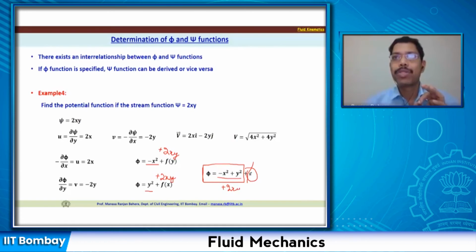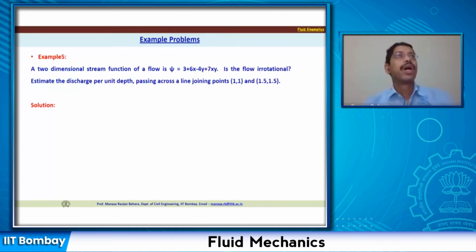If there are terms that appear in both cases, you should not add them together. This has to come only from one case, either from here or here, so it will appear only once. You should not add and make it 4xy. That's wrong, and that will give you a completely wrong value. So this is something you have to remember when you are applying this. All right, now let us quickly look at a couple more examples.